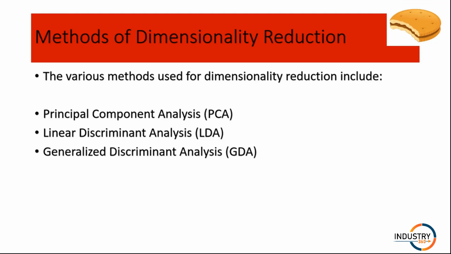What are the methods of dimensionality reduction? The various methods used for dimension reductions include principal component analysis, linear discriminant analysis, generalized discriminant analysis. We usually do principal component analysis for dimensionality reduction.